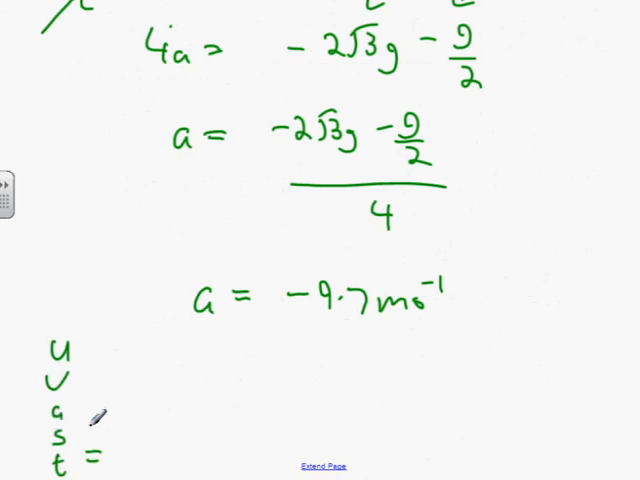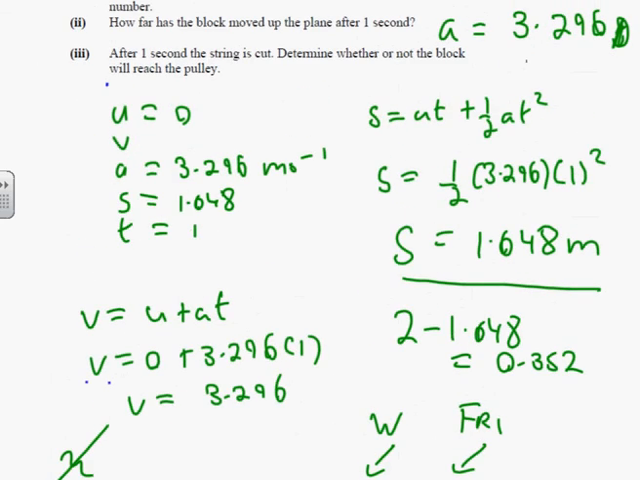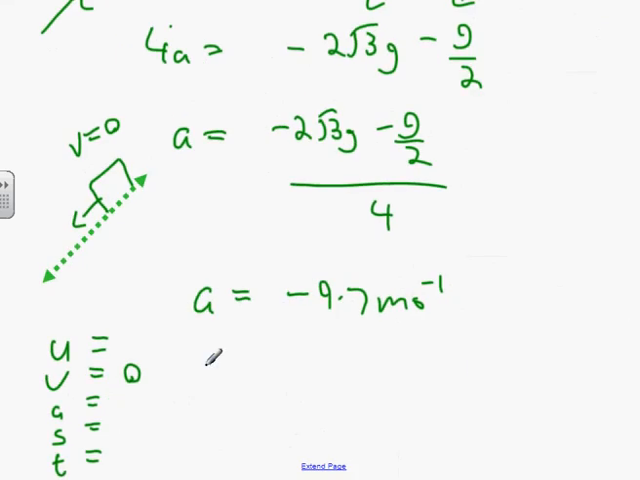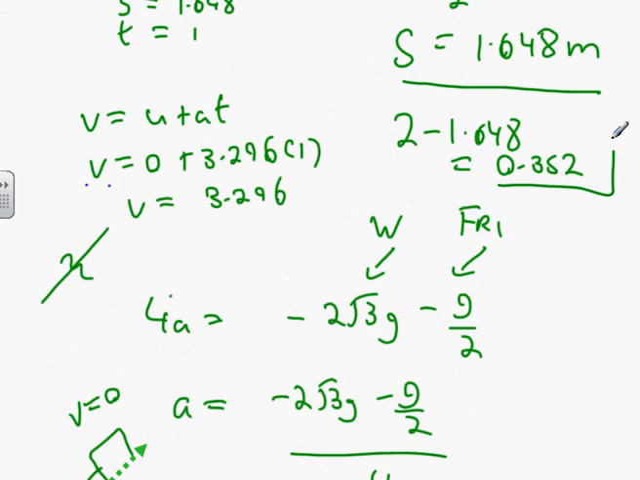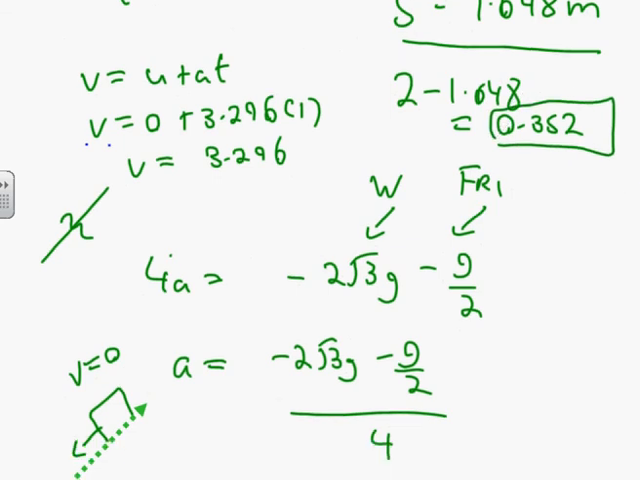Can anybody tell me what is our velocity when we reach the top of the plane? So what is the velocity at our maximum height? Our final velocity will be 0 just before we start to fall backwards down. So v will be 0. Our initial speed, 3.296. Our acceleration, minus 9.7. Question is, will our s value be bigger than 0.352 or smaller than 0.352?